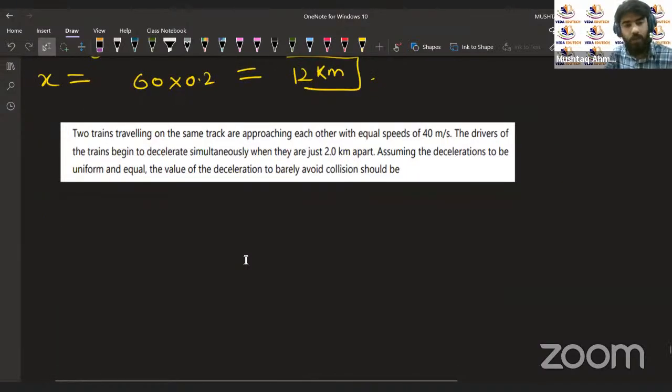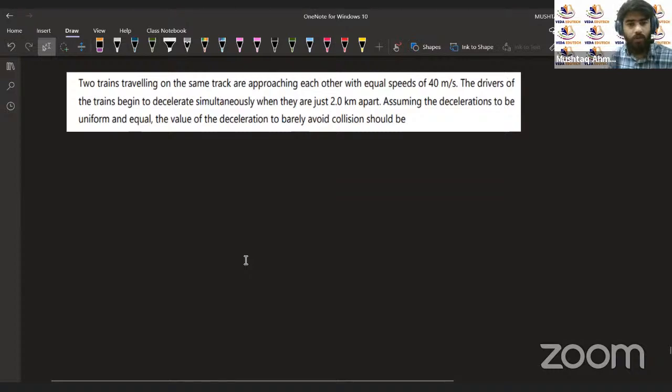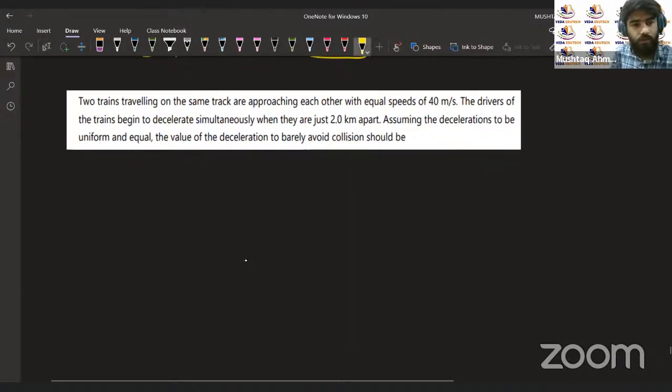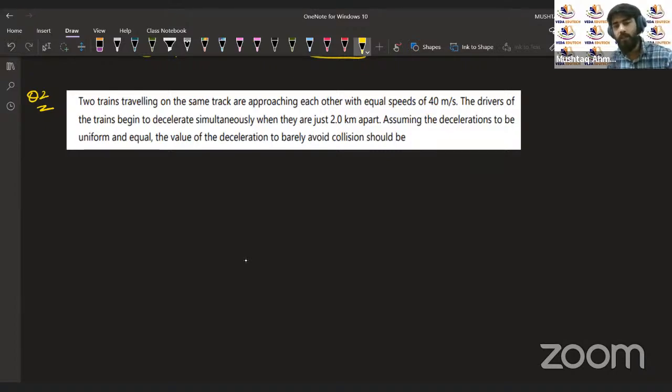Let's move on to the next question, number 2. And the question number 2 is, two trains traveling on the same track are approaching each other with equal speeds, right? So suppose that we have two trains. One train is here, train A, and we have train B here, right? These are the two trains which are approaching each other with equal speeds. The speed is 40 meter per second each. They are approaching towards each other, right?